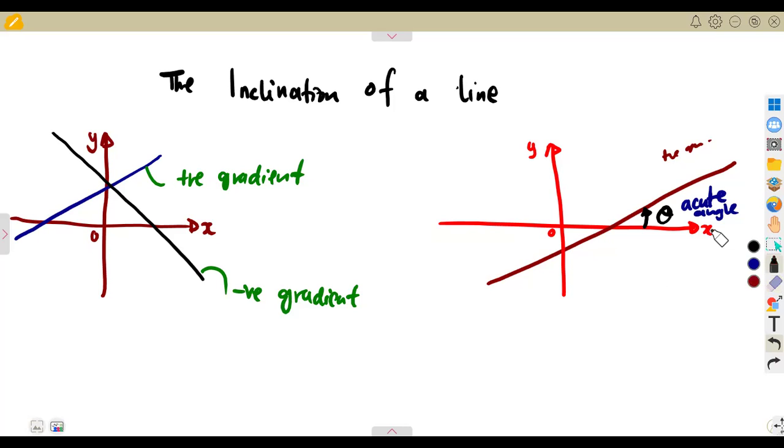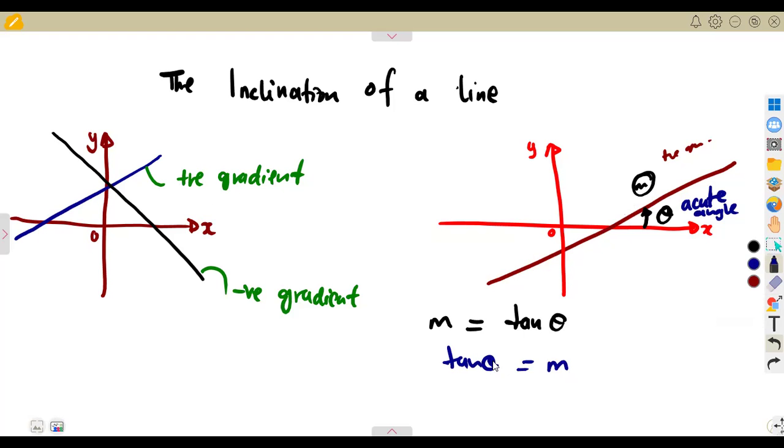So how do I calculate this theta that I'm talking about? It follows that the gradient of L, because this line has a positive gradient, there is a gradient that we calculated there. So given our gradient as m of this line, it follows that m, which is our gradient, is equal to the tan of theta. So the tan of theta is equal to m.